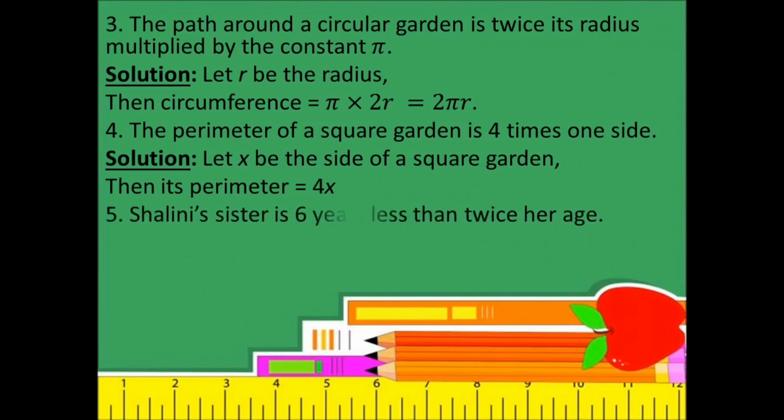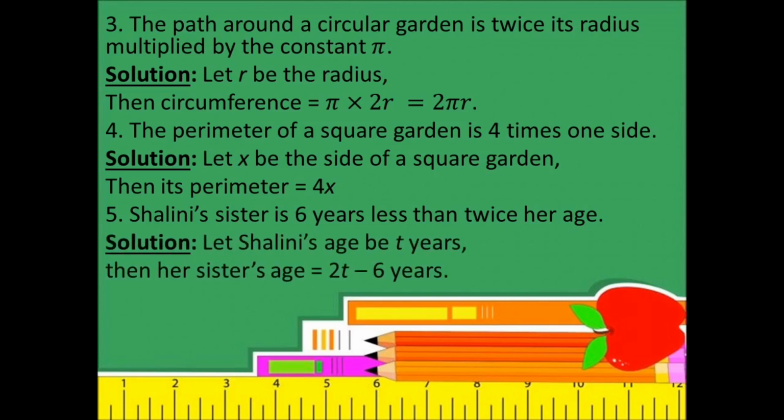Now the fifth part says that Shalini's sister is 6 years less than twice her age. Now students, here we don't know the age of Shalini, so we will let Shalini's age be t years. Then her sister's age will be equal to 2t - 6 years, because it is written that 6 years less than twice Shalini's age. Hopefully it is also clear to you.